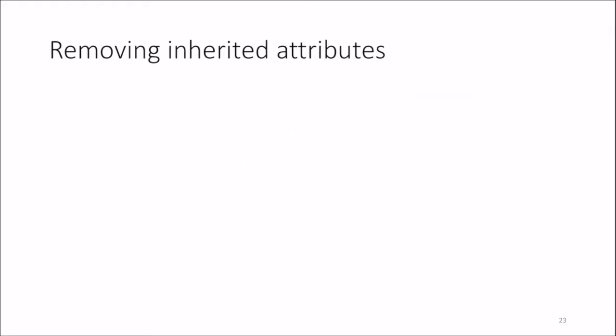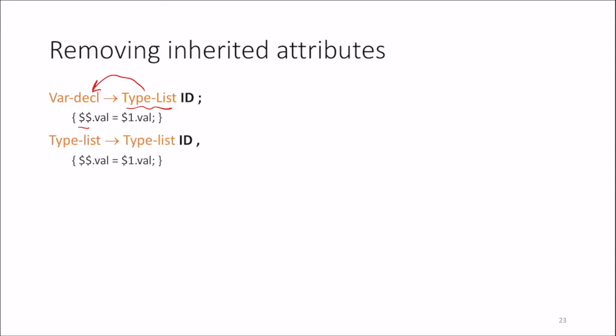So if I look at the actions that I need to write, I say here that type list, whatever value I get for type list, I'm going to pass it to the left-hand side, which is $. So remember, if it's synthesized, I just use $. If it's inherited, I use $0. If I have this recursive rule, this left recursive rule, I can again take the value of type list and pass it to its left-hand side.